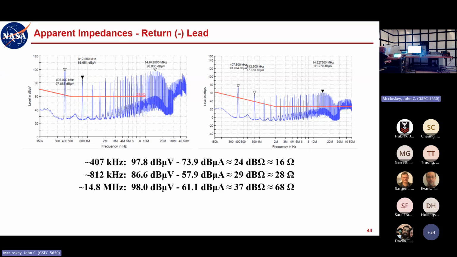So to first order, that's fine. I'm not looking for high precision here. So we get good agreement between the two leads.